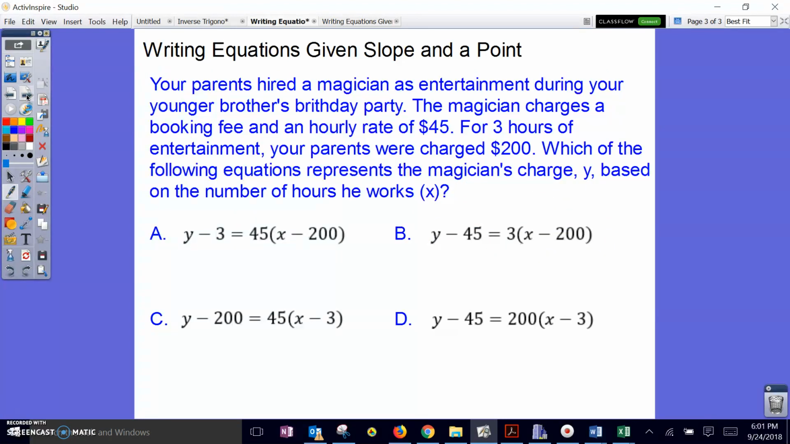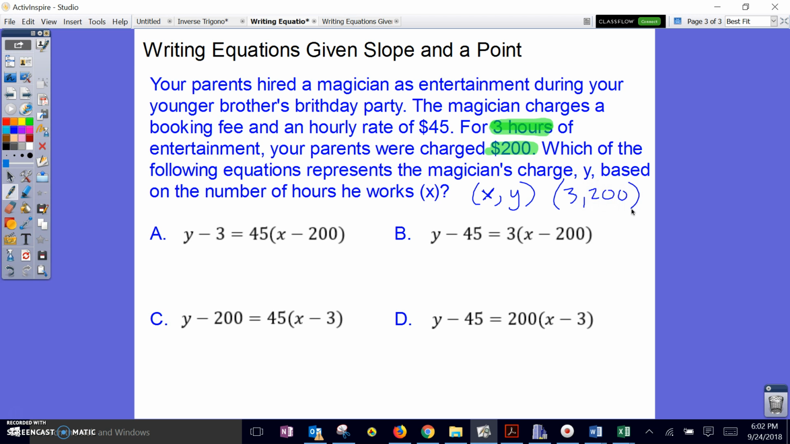Your parents hired a magician as entertainment during your younger brother's birthday party. The magician charges a booking fee and an hourly rate of $45. For 3 hours of entertainment, your parents were charged $200. Which of the following equations represents the magician's charge y based on the number of hours he works? So our ordered pair, x, y, in this equation is going to be the number of hours that he works and how much he charges. So if you look at the information that we have, we're told that for 3 hours of work, he charges $200. So that means our point is the point 3, 200.